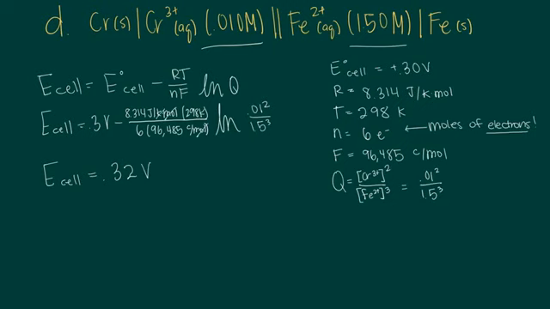And we can cancel out all of our units. Moles, moles, Kelvin, Kelvin, and then joules per coulombs are left, but that is the same thing as volts, so we're all good with units, and this is our final answer.